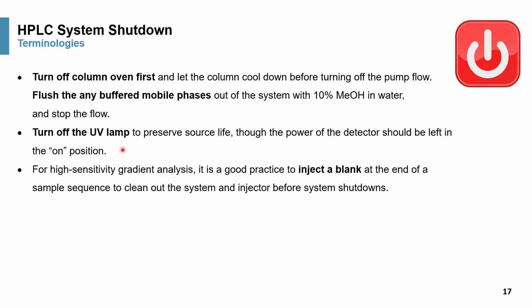And turn off the UV lamp, but leave the detector on if you can. For high sensitivity gradient analysis, if you're doing trace analysis, at the end of the sequence, it's a good practice to inject a blank, particularly if you injected a reference standard at the end. Before you shut off, inject a blank and do a full gradient to clean out any of the API or any of the main component adhering to the injector seal or adhering to any part of the system.